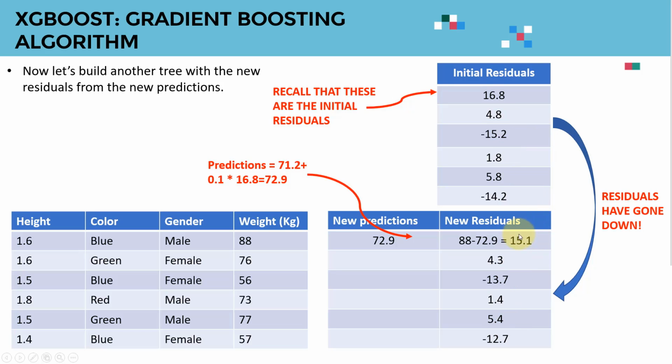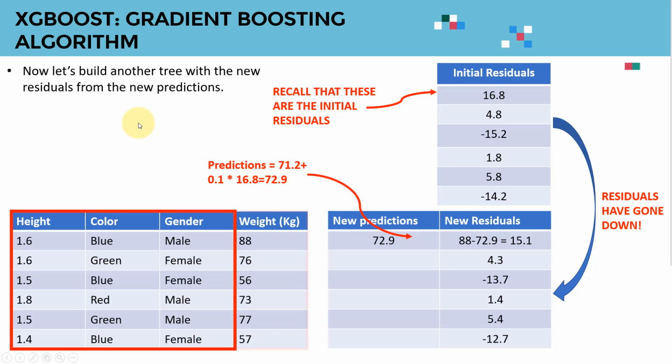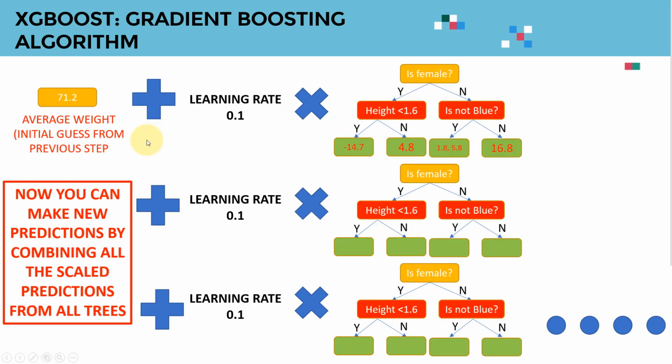And you guys will notice that the new residuals are actually less than the initial residuals, and that's a great accomplishment. Now we have been able to get a little bit closer to the ground truth. So now 16.8 becomes 15.1, and 4.8 becomes 4.3, minus 15.2 becomes minus 13.7, and so on, which is amazing. That basically means that we're getting closer to our true predictions. And that's it. You keep repeating and repeating.